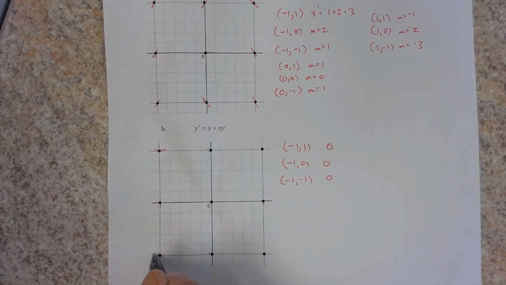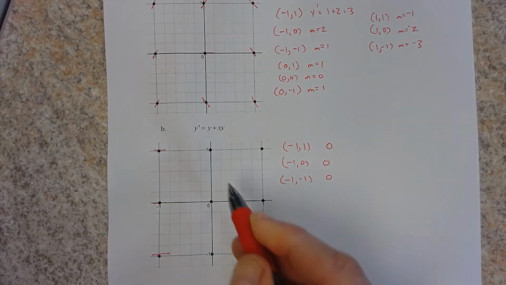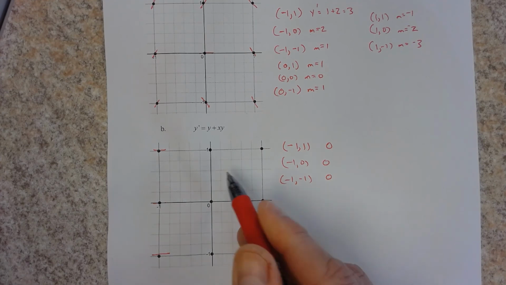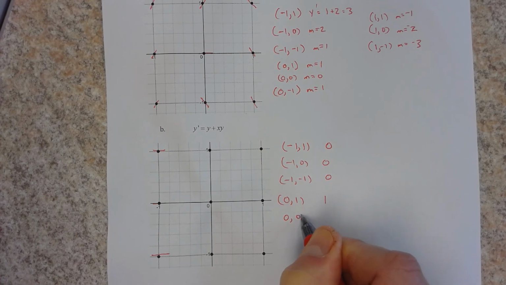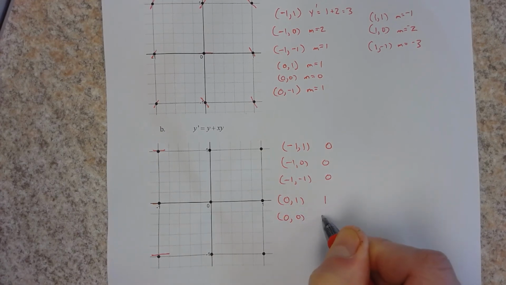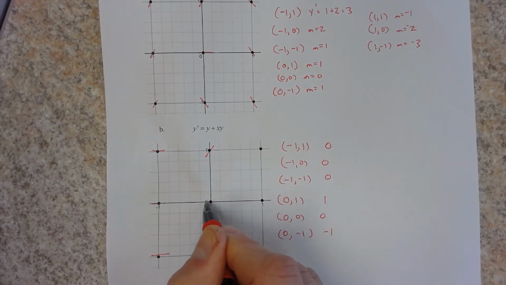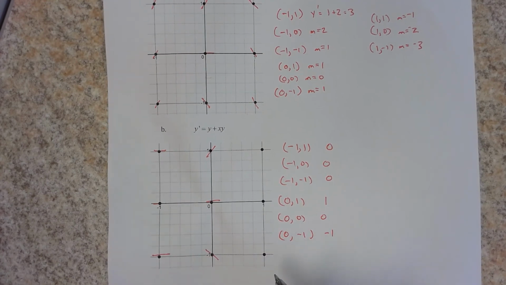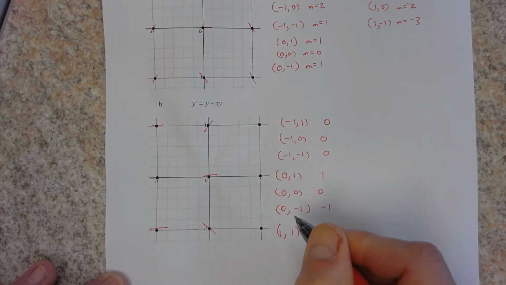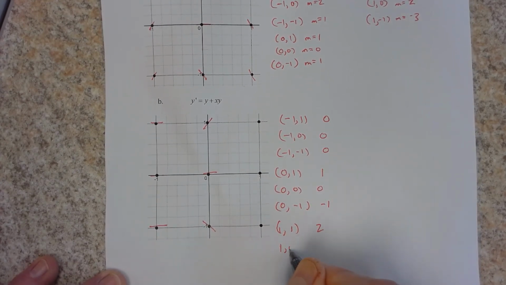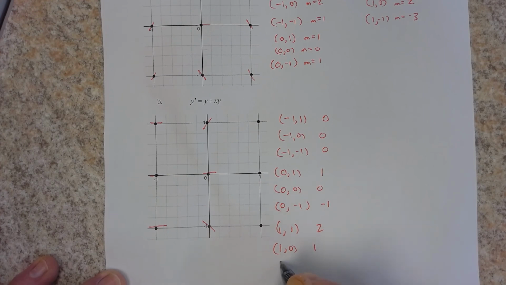So 0, 0. I'm going to move to the 3 points in this column here. I'm going to start with 0, 1, having a slope of 1. 0, 0 has a slope of 0. 0, negative 1 has a slope of negative 1. So a slope of 1 here, slope of 0 here, and a slope of negative 1 there. And then the last 3, 1, 1 has a slope of 2, 1, 0, slope of 1, and 1, negative 1 has a slope of negative 2.